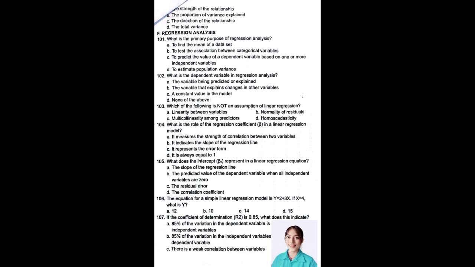Then we have 104. What is the role of the regression coefficient in a linear regression model? The role of the regression coefficient is option B, which is it indicates the slope of the regression line. Then we have 105. What does the intercept represent in a linear regression equation? It represents the predicted value of the dependent variable when all independent variables are 0. So it's option B.